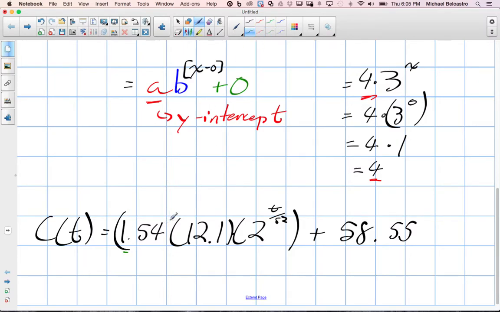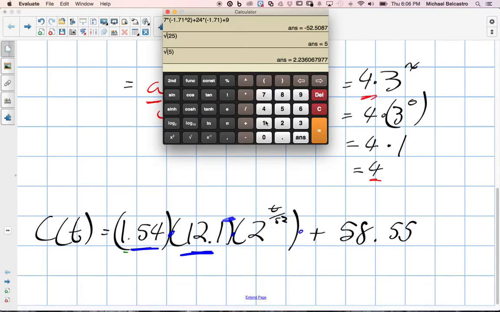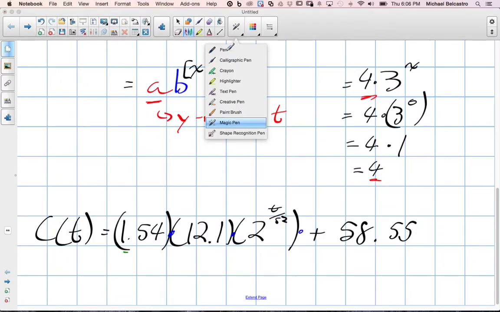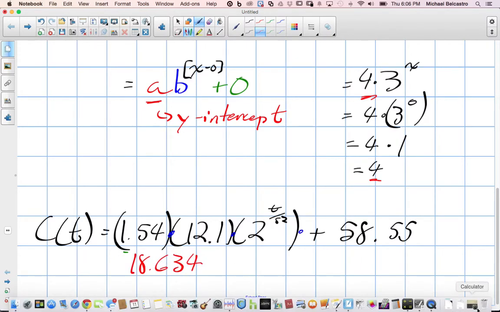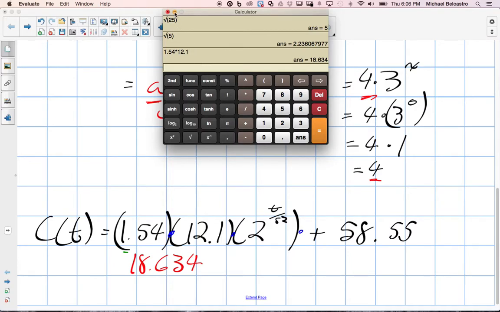Okay, so I rewrote this. I'm going to actually put this in brackets just to show you that this is essentially 3 values being multiplied by each other. Now we really can't multiply into the exponent here because we're not to the same exponent. So the only 2 values we can simplify are these 2 at the front. So they'll become our new coefficient. So let's figure out what that actually is. 1.54 times 12.1, 18.634. Okay, so we have a new a value, 18.634. I think that's what it said. Let me double check. Yes. Okay, good.